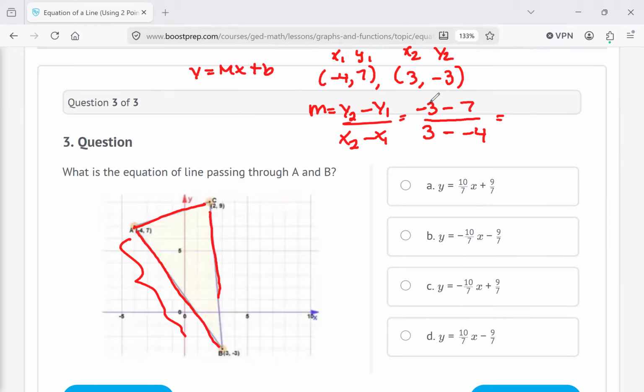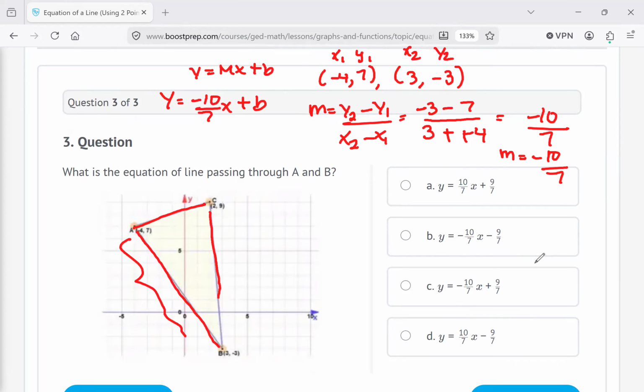Simplify. On the numerator, what is negative 3 minus 7? Negative 10, right? A negative 3 and a negative 7 is negative 10. And then on the bottom, two negatives become a positive. So 4 plus 3 is 7. Okay, so my slope is negative 10 over 7. So it's going to be y equals negative 10 over 7x plus b.